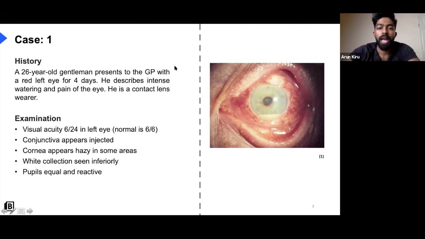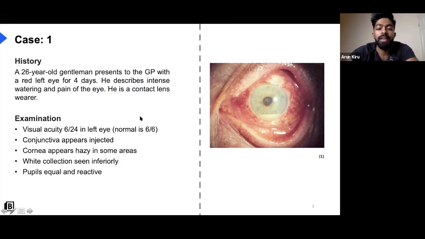So have a look at this case. A 26-year-old gentleman presents to the GP with a red left eye for 4 days. He describes intense watering and pain of the eye, and he is a contact lens wearer. On examination, visual acuity is 6/24, the normal is 6/6.